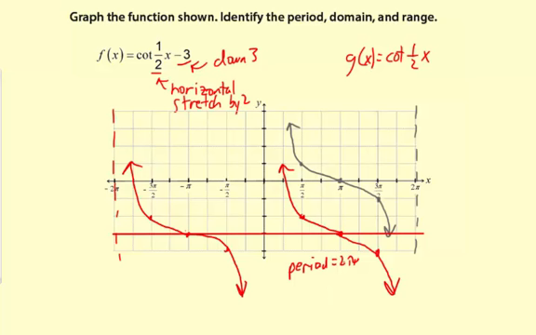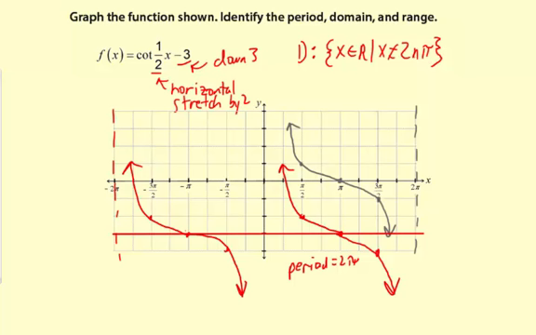We already identified the period at 2 pi. What's the domain and range? Well, the domain, you have a pattern with the asymptotes. You have an asymptote at x equals 0, and then at every 2 pi. So I'm going to create a little space here to write the domain and range. The domain: x is an element of the set of real numbers such that x is not equal to 2n pi.